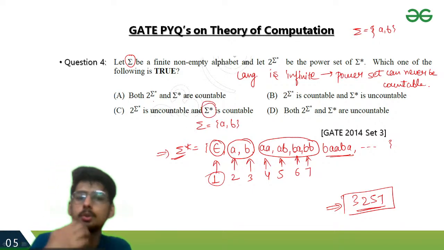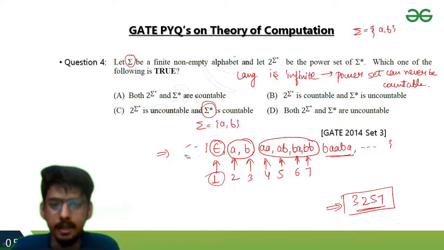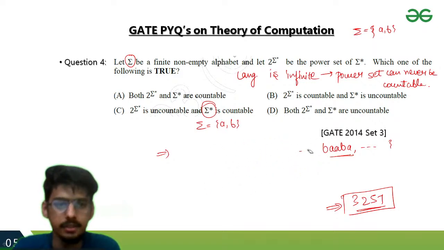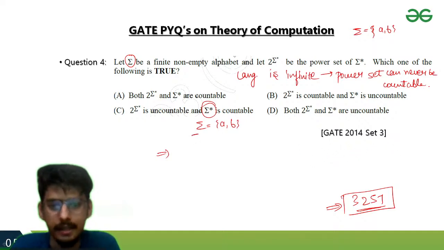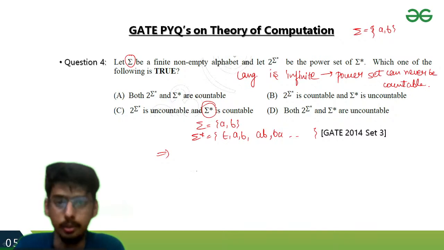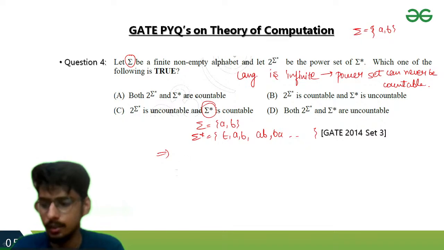And now 2 to the power sigma star is not countable. Why? Let me tell you why it is not countable. So let me remove this. What is sigma star? Let me draw it over here again. So sigma star is epsilon, a, b, ab, and then ba, and so on, right? So what can be the power set of sigma star? This is the diagonalization theorem. It has already been proved that the power set is uncountable, but I will explain it to you very shortly.